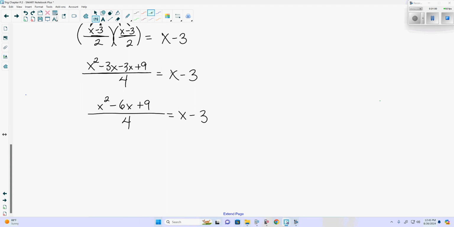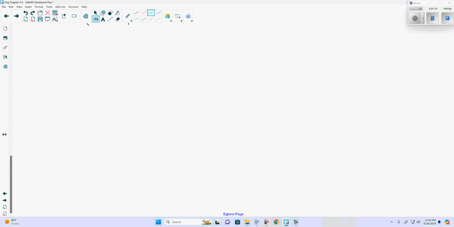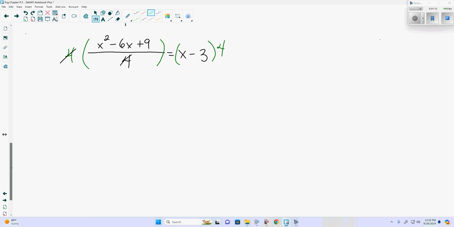Because if I multiply this whole side by 4, and I multiply this whole side by 4, well, here the 4 and 4 would cancel, which would give us x squared minus 6x plus 9 is equal to 4x minus 12. Redistribute. Yes.